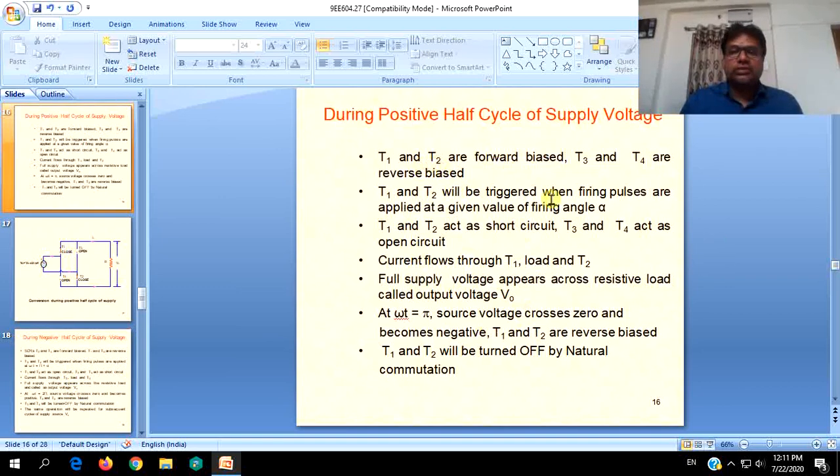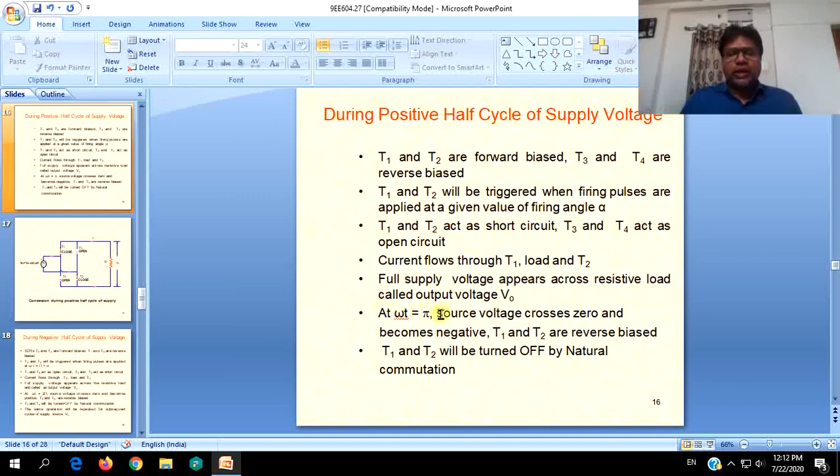T1 and T2 are forward biased, T3 and T4 are reverse biased during the positive half cycle of the supply voltage. They will be triggered when firing pulses are applied at a given value of firing angle alpha. So T1 and T2 act as short circuit, T3 and T4 act as open circuit. They will block the positive voltage. Current flows through T1, load and T2. Full supply voltage appears across the resistive load, called output voltage V0.